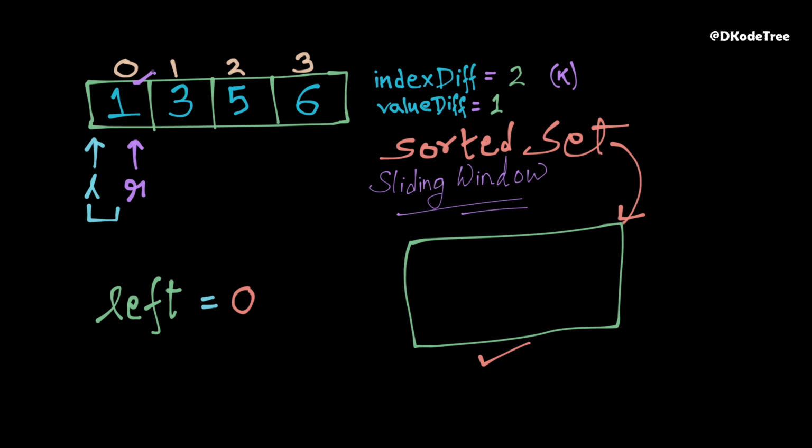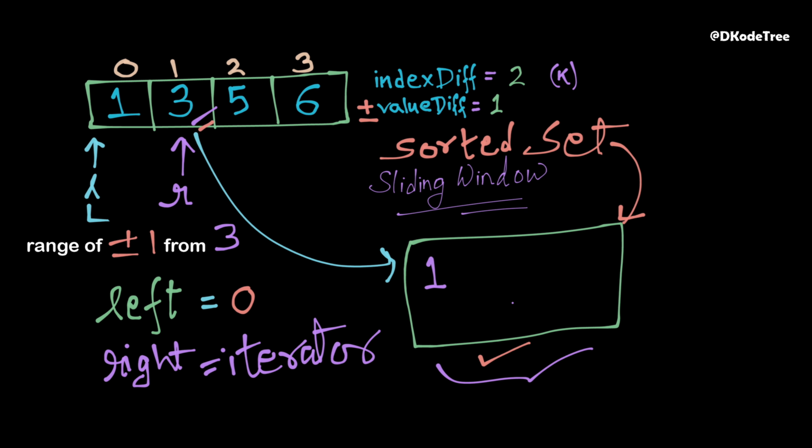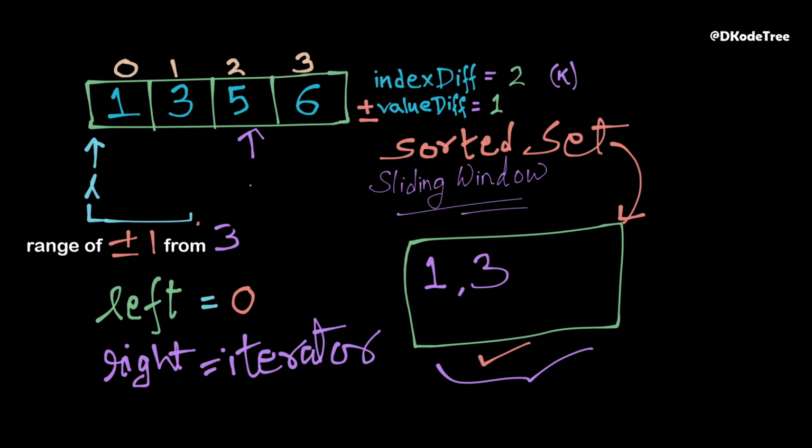Initially right is at index 0, which is pointing to the element 1, and we can see that there is no element present in our sorted set yet. So we'll simply add 1 to our window and move our right pointer to the next element. We are using the right pointer as the iterator. Now our right is at index 1, which is pointing to the element 3. Now we will check if there is any element in our window which falls in the plus minus value diff of 3. This implies within the range of plus minus 1 from 3. And we can see that there is no such element. So we will just add 3 to our window. Currently our window size is 2 and we will move our right pointer to the next element.